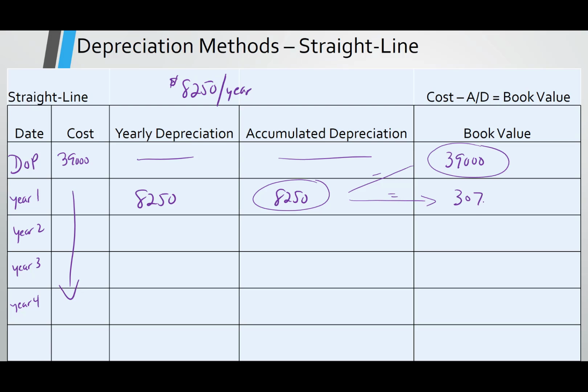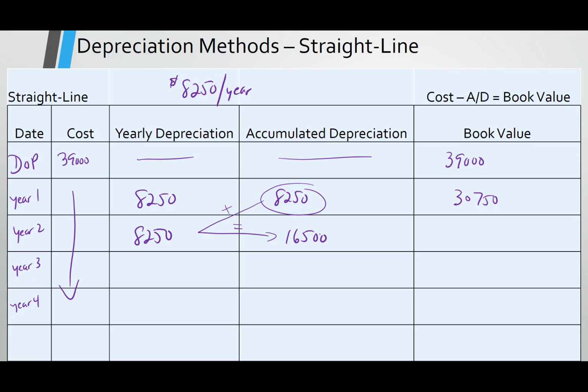All right, now, again, second year would be $82.50 for the yearly depreciation. That will never change. Now, how do we get our new accumulated depreciation? We will take this $82.50, the previous year, plus the current year, and that will equal $16,500. Now, here's where you got to be careful. Make sure you always go back to the top to get our new book value, $39,000 minus the $16,500 equals our current year's book value of $22,500.